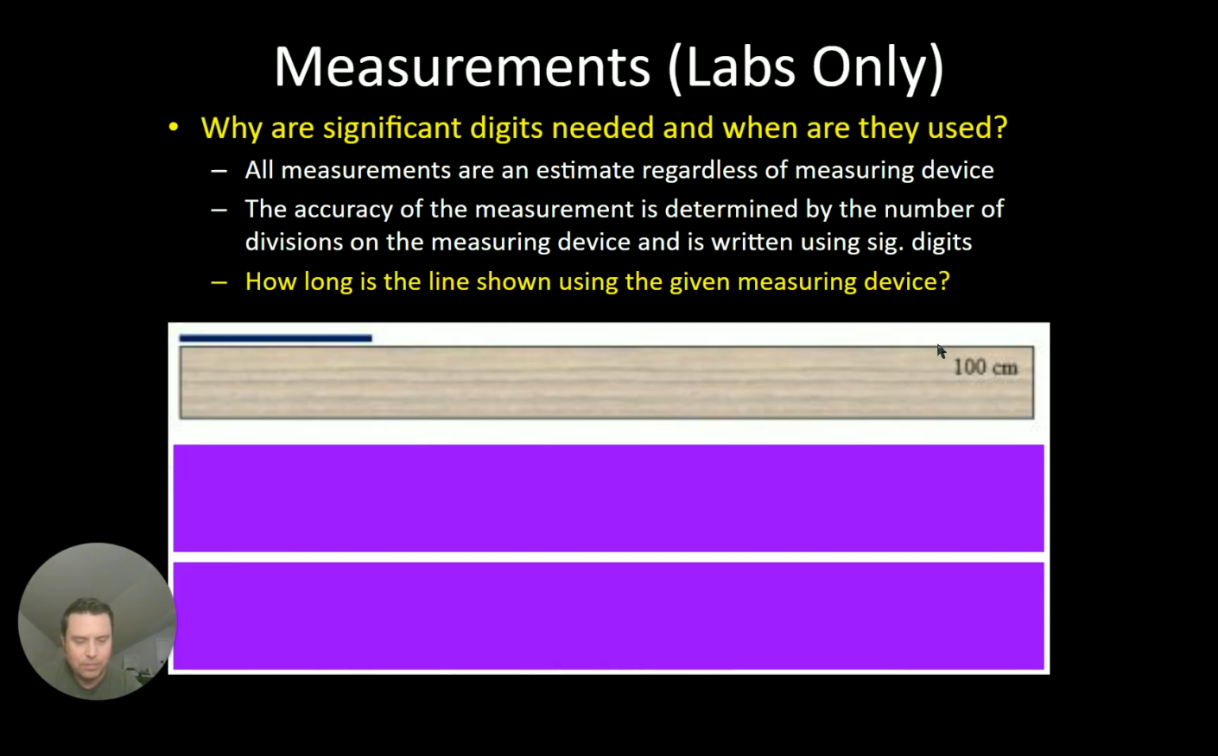So it turns out, I don't know if you've thought about this or you've heard this before, but all measurements are an estimate. Regardless of the measuring device, you always have to end up guessing that last place because it's always going to fall between two lines. So in this case, I got a ruler here, a meter stick, 100 centimeters. There's one marking, right? It's just that whole bar.